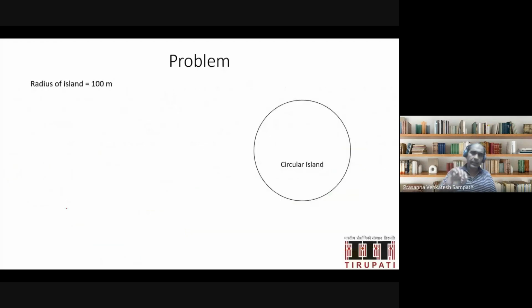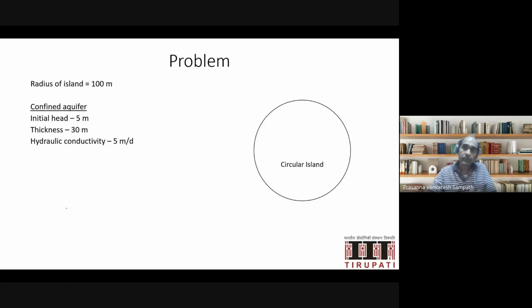Just take a look at this problem statement, think about it, and then come back. I'll share the slides with you. I have a circular island in the middle of a lake. The radius of the island is given. There's a confined aquifer in this island. The initial head in that confined aquifer is 5 meters. The thickness of the aquifer is given.